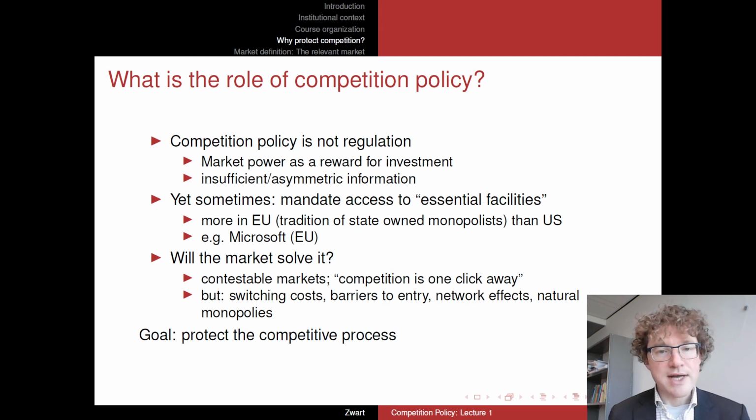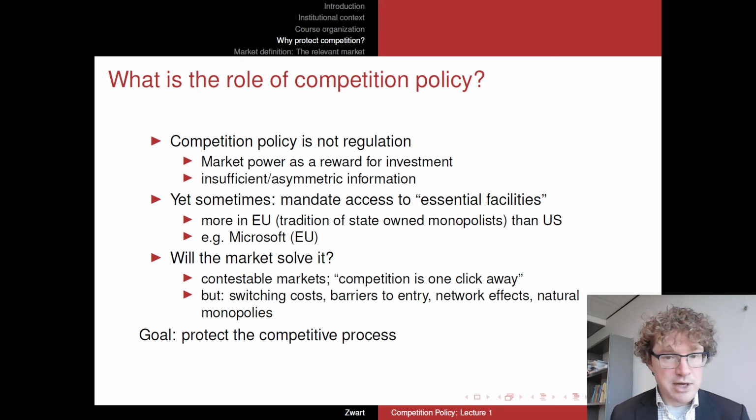So there is of course also a case for having the market solve it, which might then be closer to the US philosophy here. To some extent, most markets are contestable. It's sometimes sketched in the phrase, competition is one click away. So in the digital market, if you want to switch away to a different browser, for instance, it's just one click or a few clicks at worst. But that sometimes neglects switching costs, which might be substantial in the short run. So in the long run, this might work, but in the short run, it might take a while before competition actually kicks in.